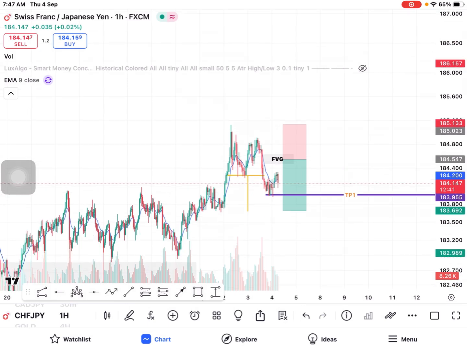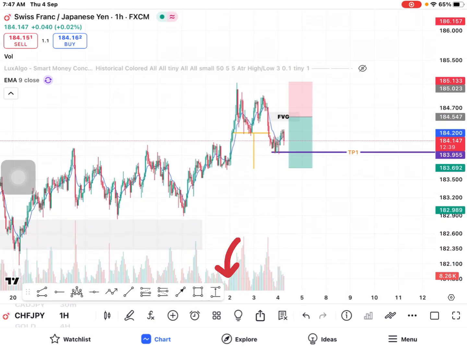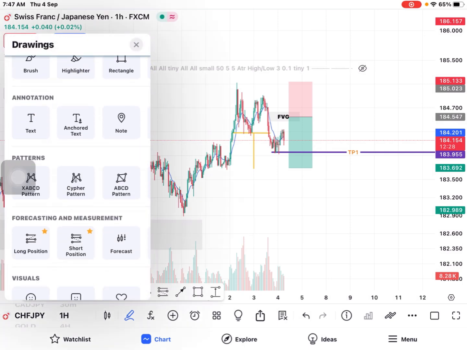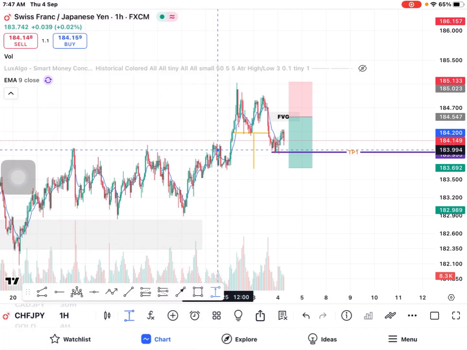So there's a tool I want to show you, this tool here. I've added it to my favorites. So let me show you how to get it. Click here, scroll to this forecasting and measurement area. You scroll till you find it. Yes, this is it. Price range, that's the name of the tool. Price range, click on it.